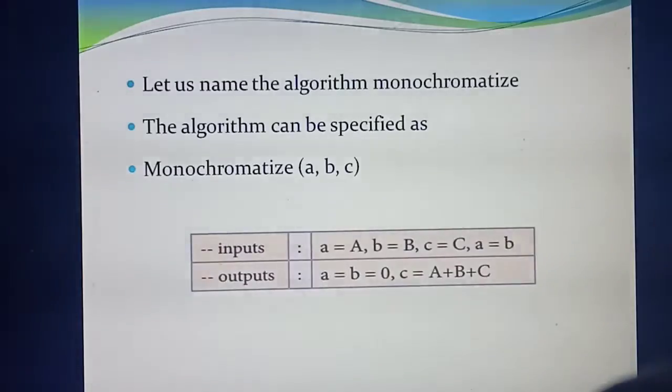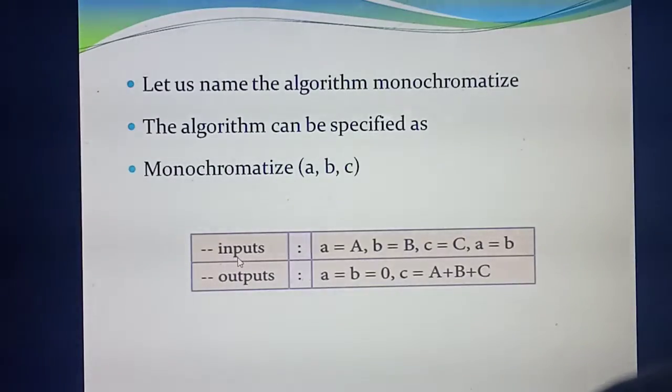Understood? Okay. So we are naming this algorithm as monochromatize. We are naming the algorithm to find this chamlan problem. So what's the name of the algorithm? Monochromatize. Don't forget the name of the algorithm: Monochromatize. How many types of chamlans are there? 3. So inside the algorithm you are declaring A, B, C for the 3 types of chamlans. Inside that algorithm you are giving 3 variables as input. What are they? A, B, C.